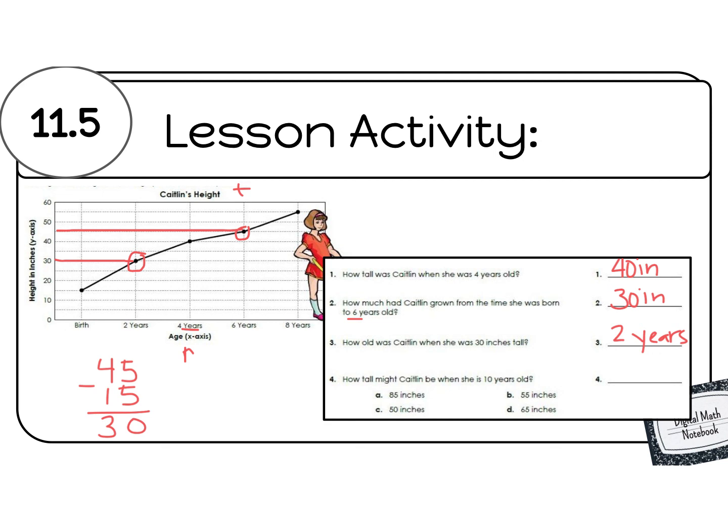And I'm going to let you solve the last question on your own. You have a circle and a box to type in. How tall might Caitlin be when she's 10 years old? Our graph only goes to 8, but we can predict that she's not going to get shorter. So which one of these might be her height when she is 10 years old?